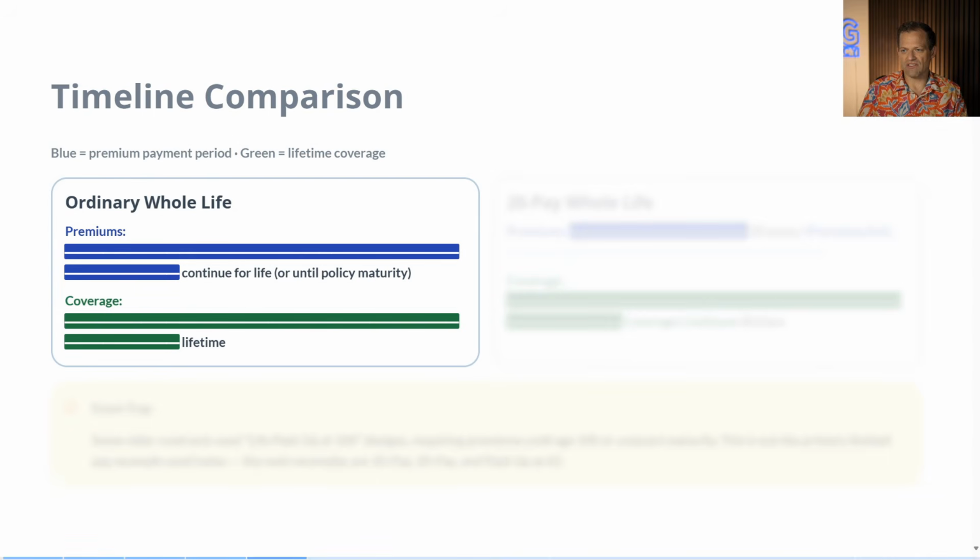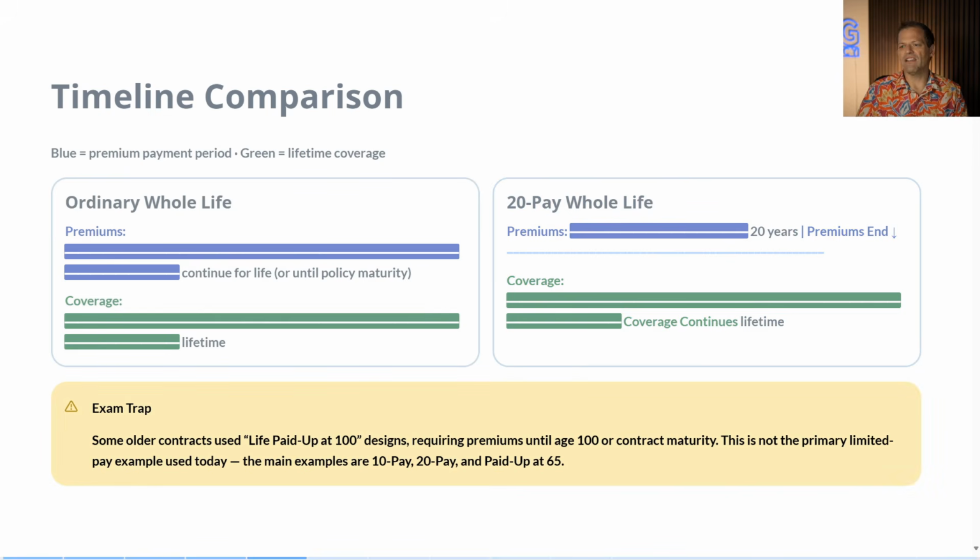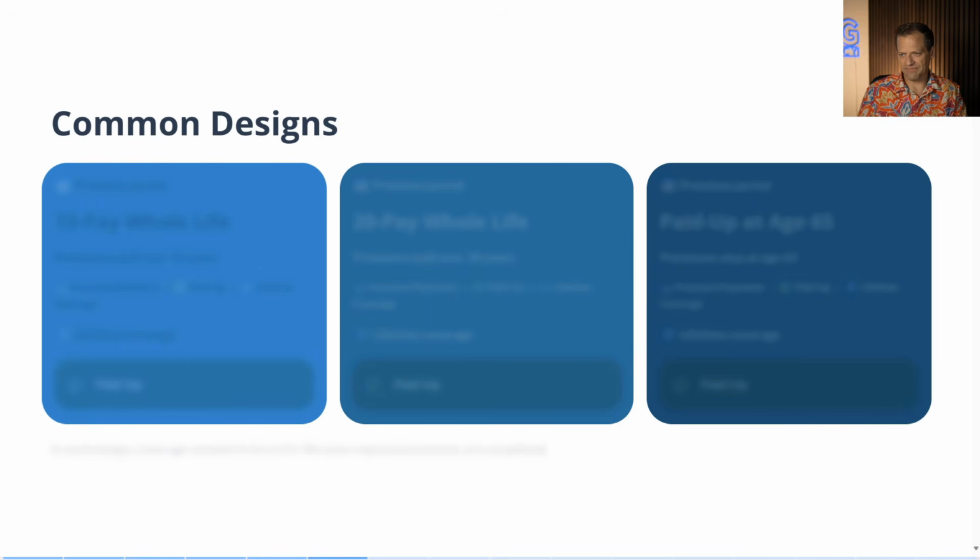So some timeline comparisons here. This is how ordinary whole life works. It continues for life until policy maturity, and then it lasts your whole lifetime. And then in this example, you pay for 20 years, and then the premiums end for the limited pay plan, and then the guaranteed coverage continues for the lifetime, okay? If you get out there in the field and talk to clients, you'll see some plans like life paid up at 100, so you have to reach 100 before you stop paying. This is not the primary limited pay example, okay? Most of what you see is a 10 pay, 20 pay, or paid up at 65. That's really what we're talking about with limited pay.